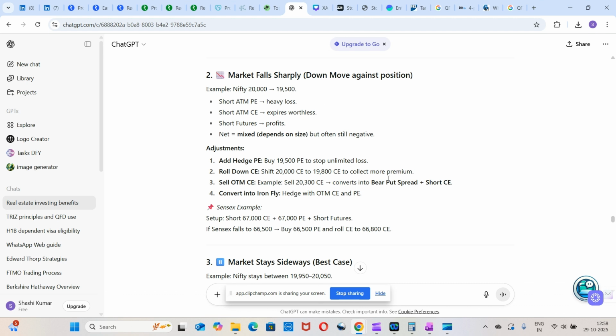That we can do. Okay, and we could sell an OTM C also, which converts into a bear put spread plus short ATM C, or we can convert into an iron fly hedge with OTM C and P. So that's what we can do when market falls sharply.